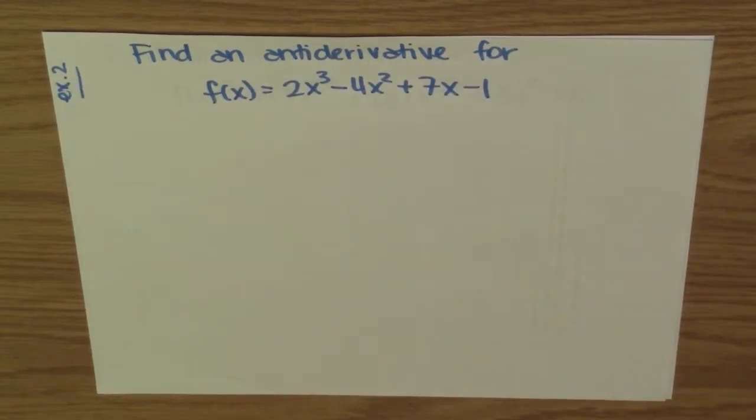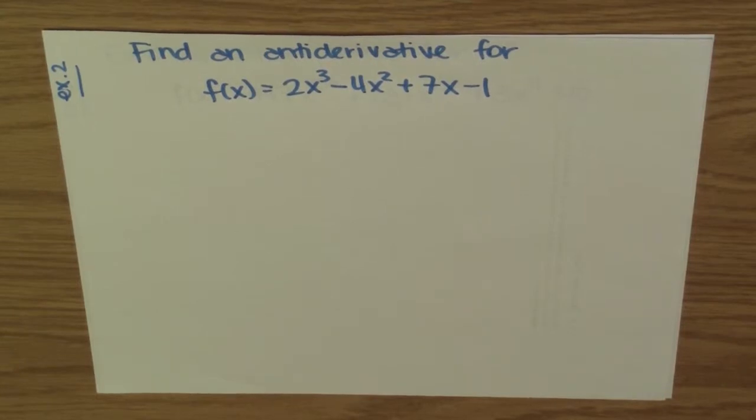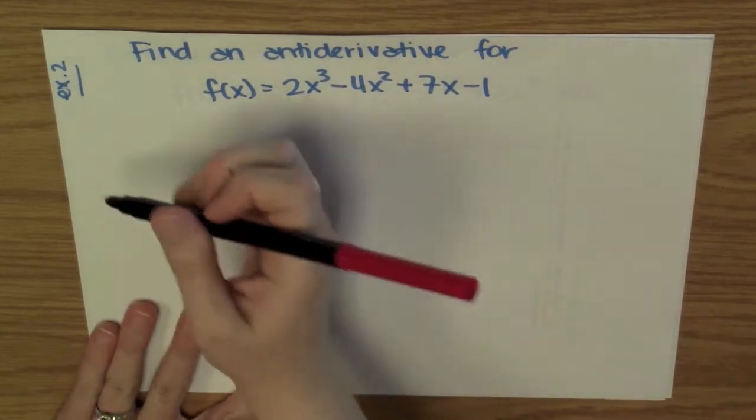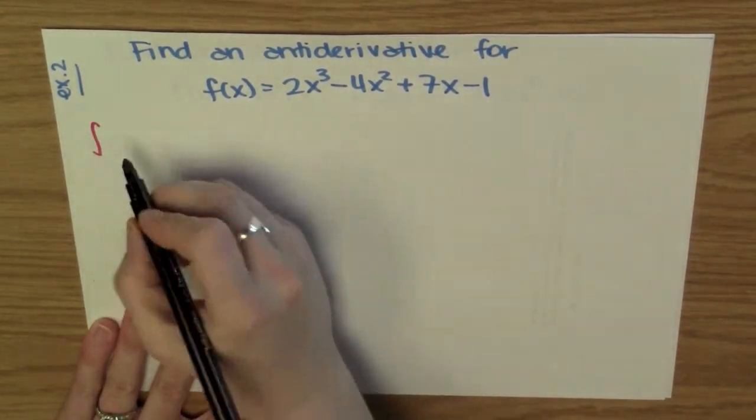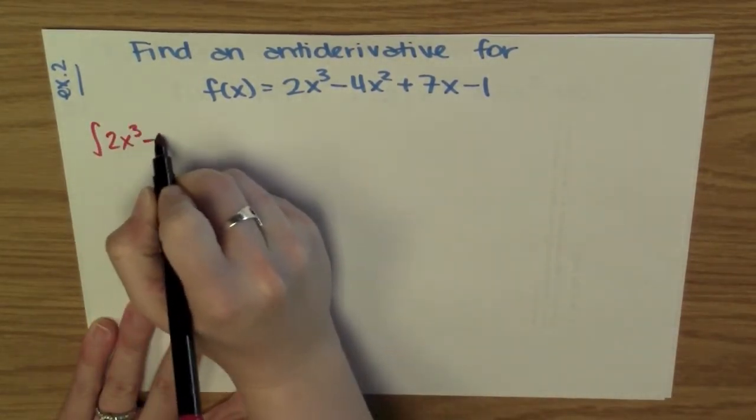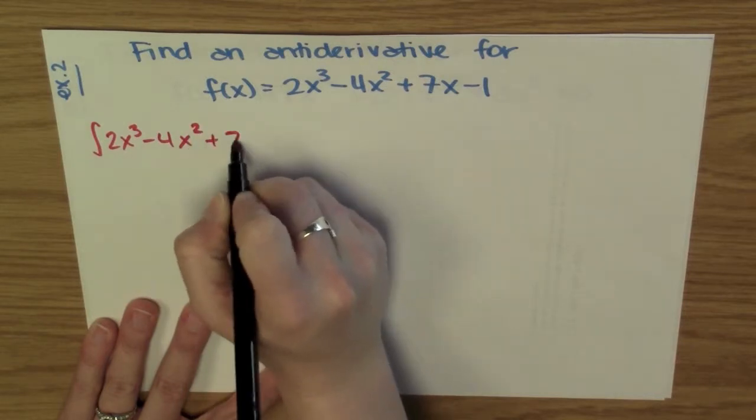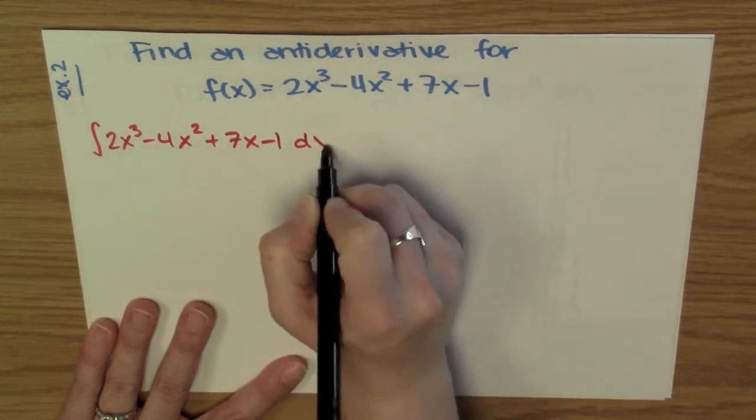Our second example is a little more difficult, just because it has more terms, a couple of coefficients on the front. We want to find an antiderivative for the function f of x is equal to 2x cubed minus 4x squared plus 7x minus 1. So, antiderivative of 2x cubed minus 4x squared plus 7x minus 1.